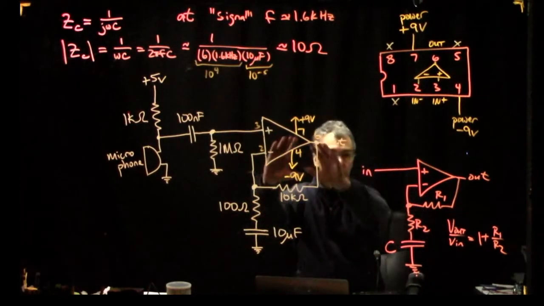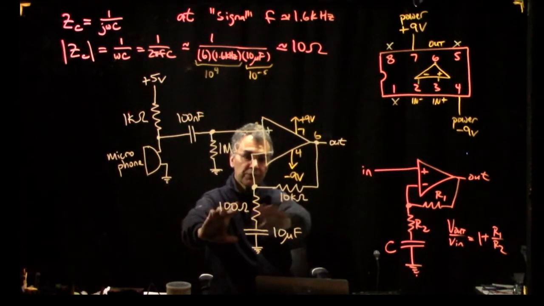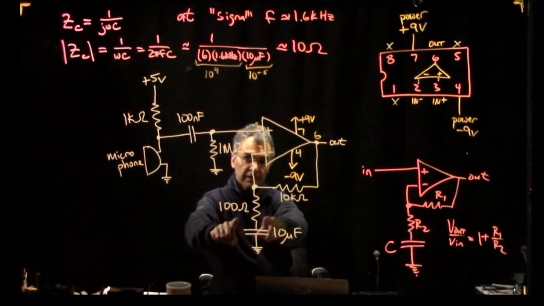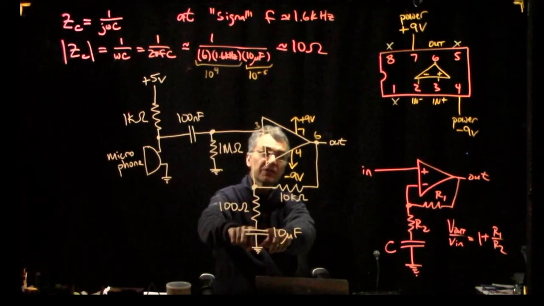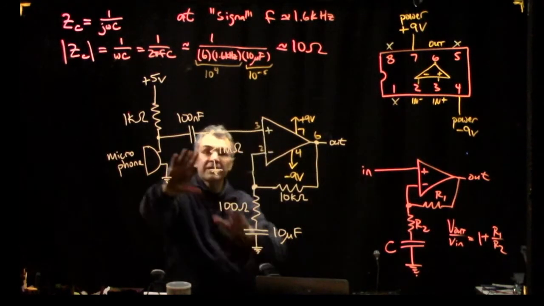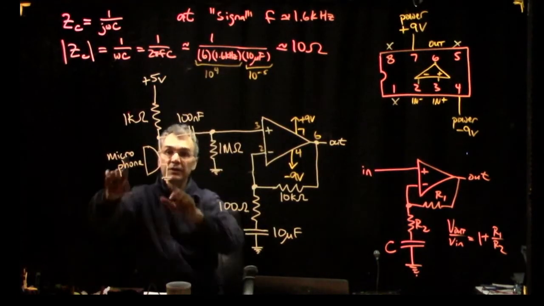Okay, so that explains everything here. We have our 101 gain amplifier at signal frequencies. It's just a times 1 gain amplifier at DC. We have our power connections. Then you say, okay, what is this stuff on the left? So we have the microphone.